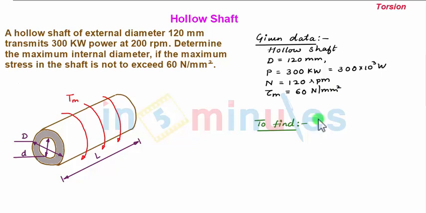So in this problem they have asked to find the maximum internal diameter, which is small d, so that this hollow shaft transmits the required power at the required RPM without exceeding the shear stress of 60 Newton per mm square. So now let's solve the problem.